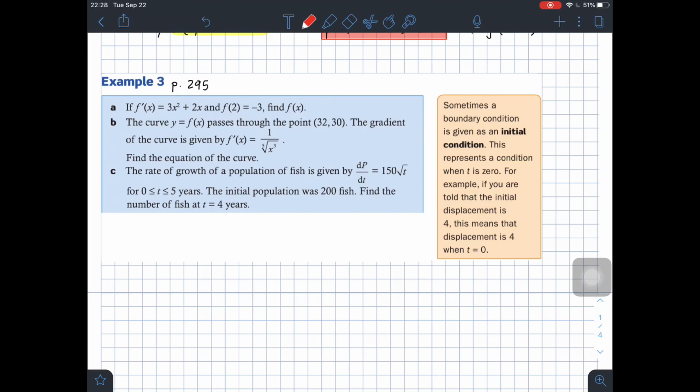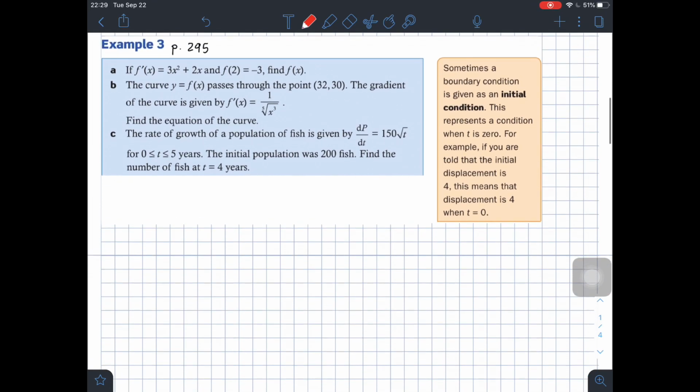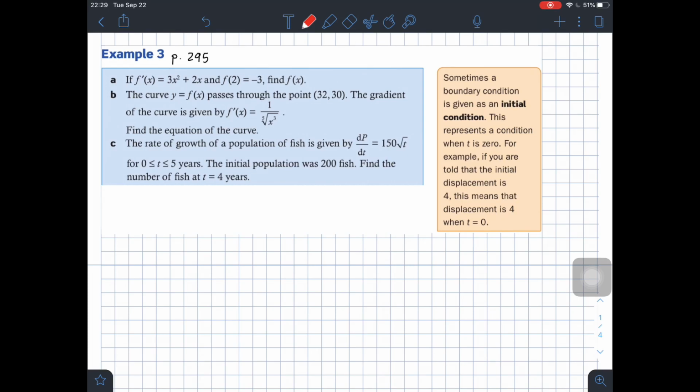Okay, so let's read this first before actually solving the problem. It says, sometimes a boundary condition is given as an initial condition. This represents a condition when t is 0. For example, if you are told that the initial displacement is 4, this means that the displacement is 4 when t is equal to 0. Okay, so that's something that you should already know. Okay, so let's see the first example. I'm going to do it here. Part A.